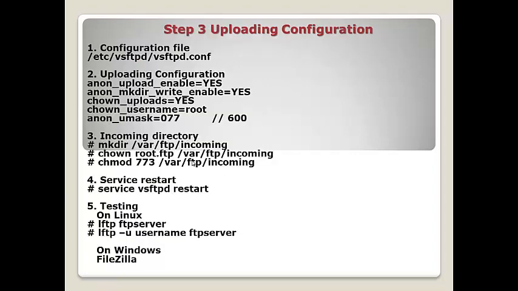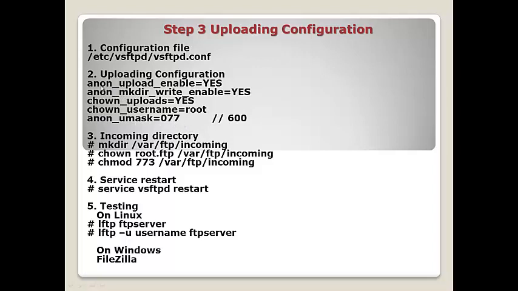Okay, step 3, uploading configuration. For uploading configuration we also use the main configuration file, this one. For uploading configuration, you need 5 lines: anon_upload_enable yes, anon_mkdir_write_enable yes, chown_uploads yes, chown_username root, and anon_umask 077.